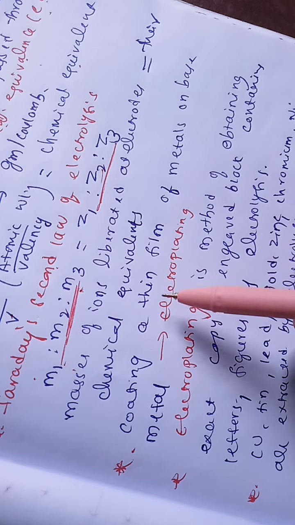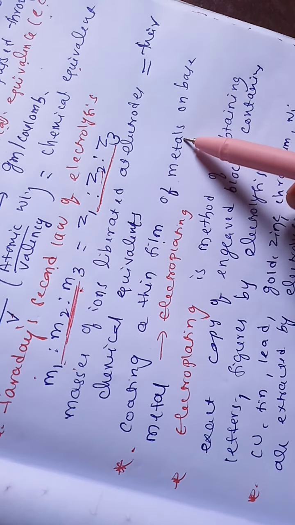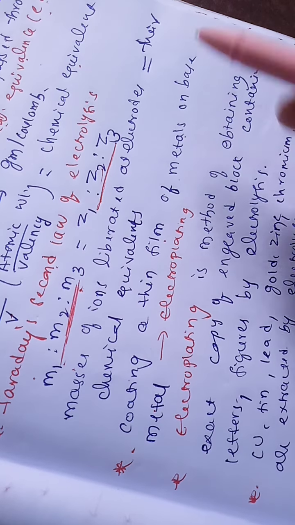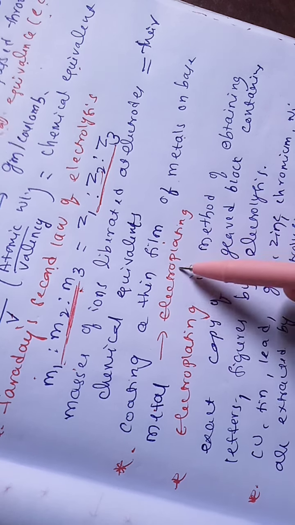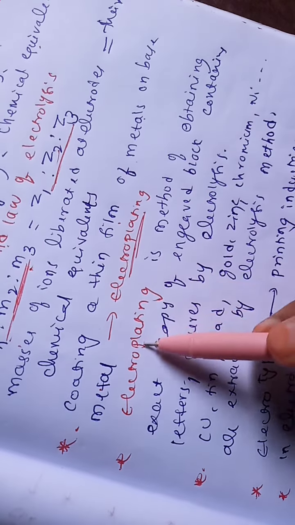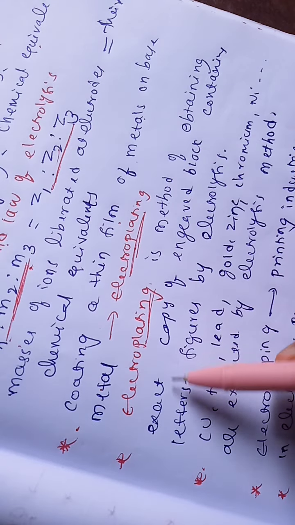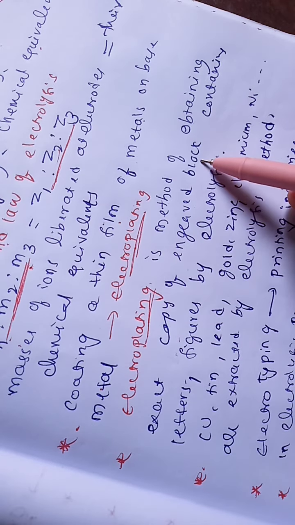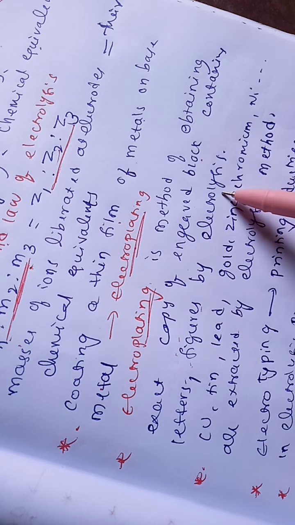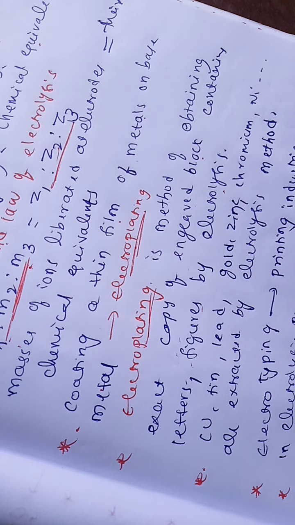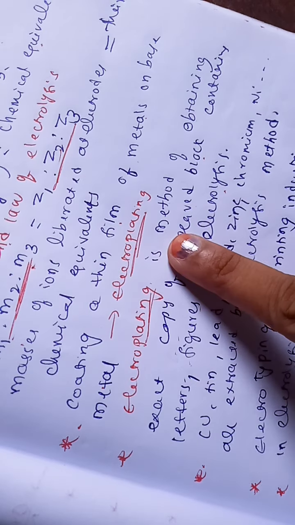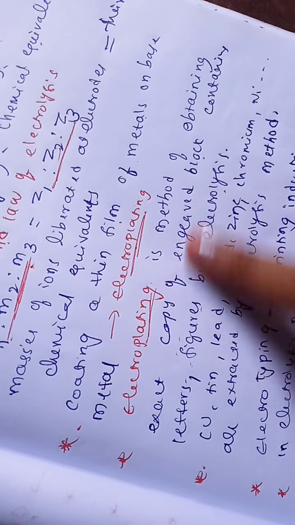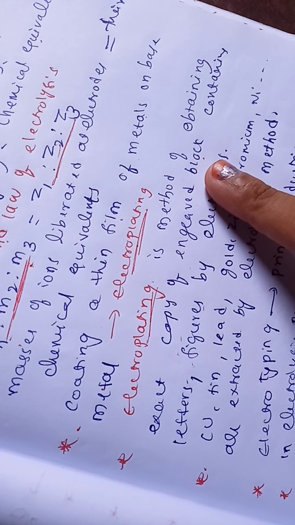Now next, let us move to electroplating. Coating a thin film of metal on a base metal. If we take any metal and coat thin films of metals, we call it electroplating. So why is this electroplating there? It is the method of obtaining an exact copy of an engraved block containing letters or figures by the electrolysis process. We want the exact copy of letters or figures from the block. So by using the electrolysis process through the electroplating method, we will get the exact copy of letters or figures on the engraved block.